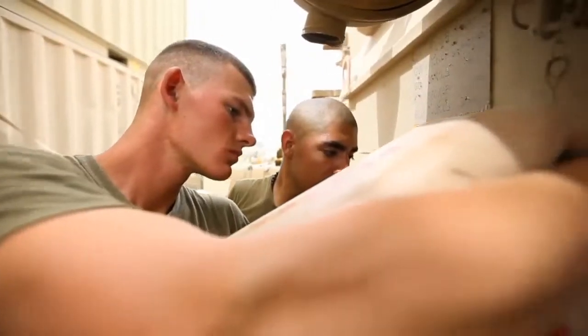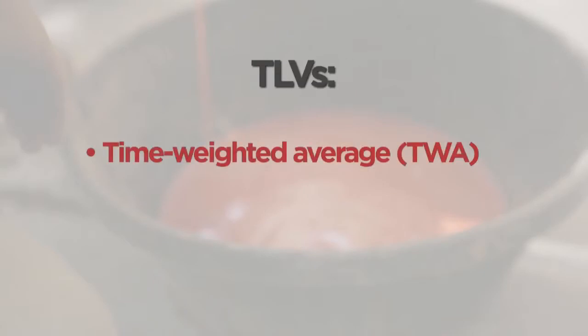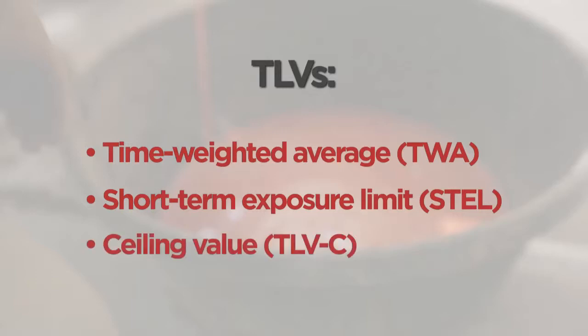The TLV is the recommended exposure limit for a material at or below which workers should have no health problems. TLVs are expressed in three ways: as time-weighted average, or TWA; as a short-term exposure limit, or STEL, the maximum 15-minute exposure allowed for a material with a total of no more than 60 minutes allowed per day; and as a ceiling value, or TLVC, the exposure not to be exceeded under any conditions.